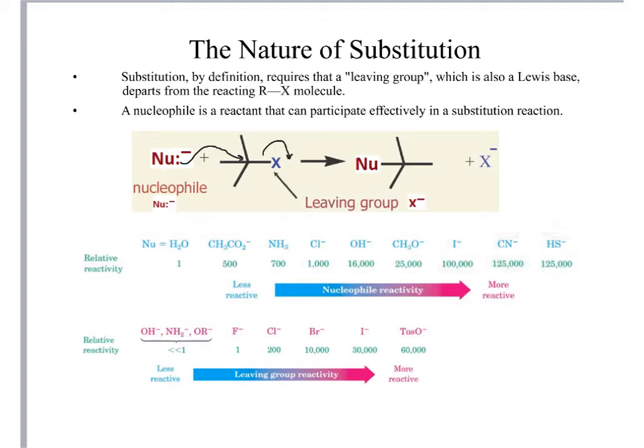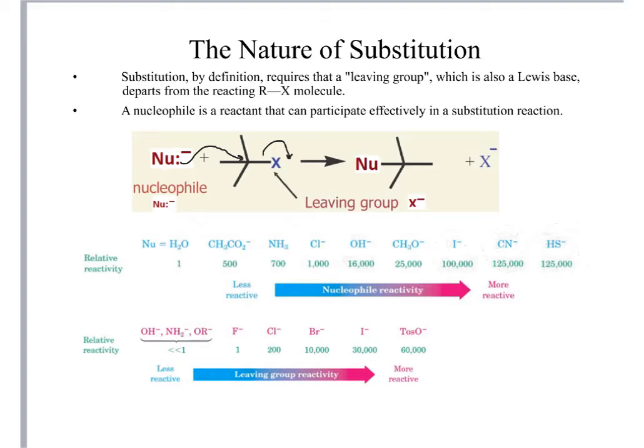Notice that the nucleophilic character of these ions increases as you go down the periodic table. So for example, if we compare the reactivity of thiolate versus its oxygen analog hydroxide, notice the difference in the order of magnitude. So the larger the nucleophile, the less tightly held are the outermost electrons on the atom in question, and therefore they're more nucleophilic.